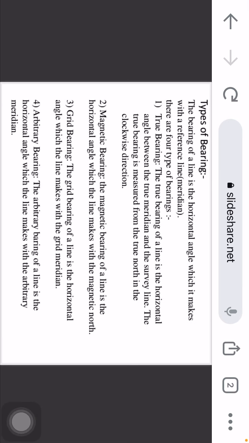You can write this. Totally we have three types of meridians. Grid bearing, you avoid it. First, true bearing is measured with respect to true meridian. Magnetic bearing is measured with respect to magnetic meridian. Arbitrary bearing is measured with respect to arbitrary meridian. Check the definition here. The true bearing of a line is the horizontal angle between the true meridian and the survey line. The true bearing is measured from the true north in the clockwise direction.